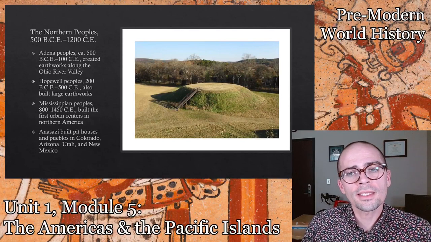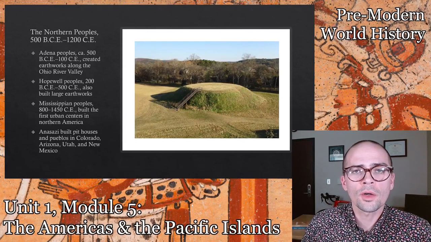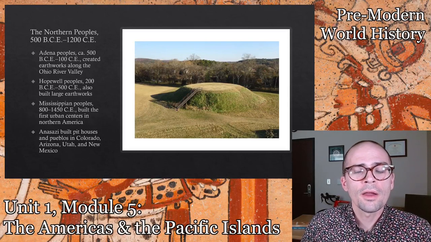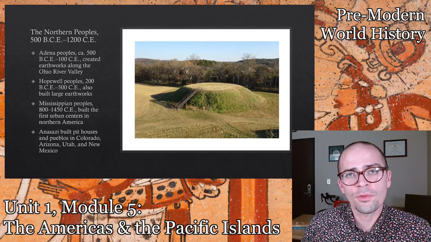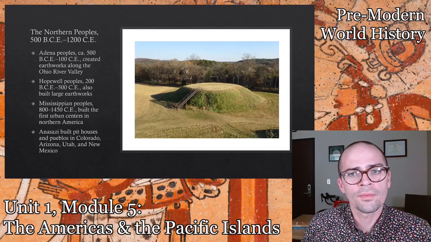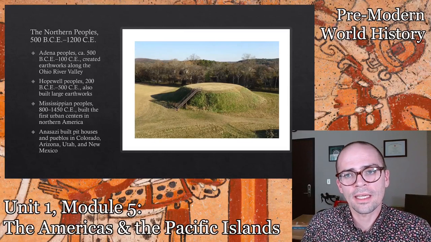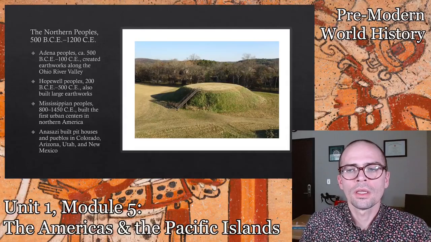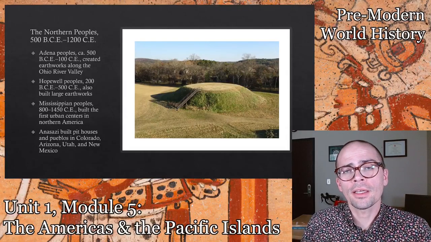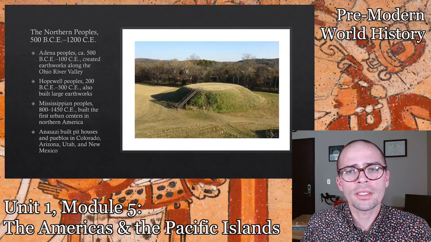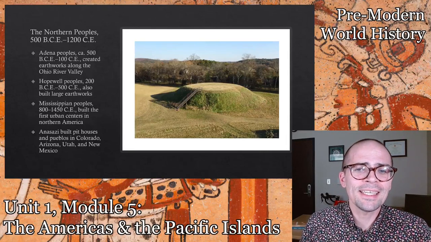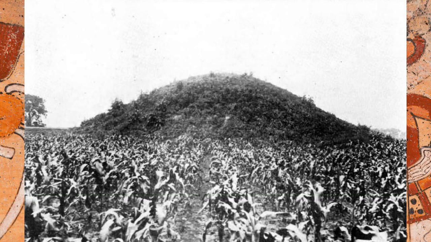The first complex societies in North America are going to plant maize, just like our complex societies in Mesoamerica, but they are going to emerge after the Maya come on the scene. The first two complex societies are known as the Mississippian culture and the Anasazi. North American people hunted and gathered until about 500 BCE to about 100 CE, when we get the emergence of the Adena people, who built large earthworks along the Ohio River Valley.